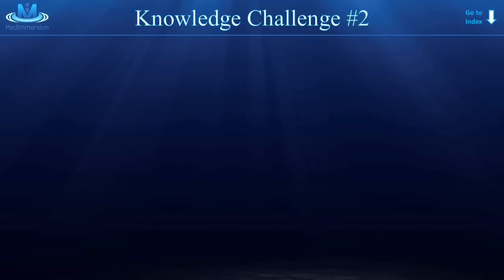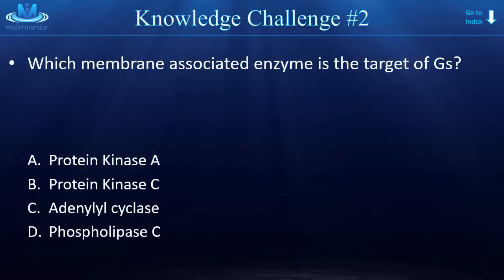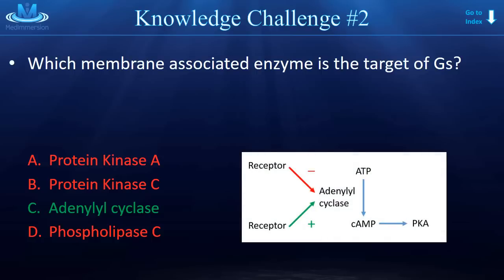Knowledge challenge number 2. Which membrane-associated enzyme is the target of the Gs protein? Well, that would be C, adenylyl cyclase. It also happens to be the associated enzyme with the Gi protein, right? So what about protein kinase A? Well, protein kinase A is the final step in the cyclic AMP pathway.